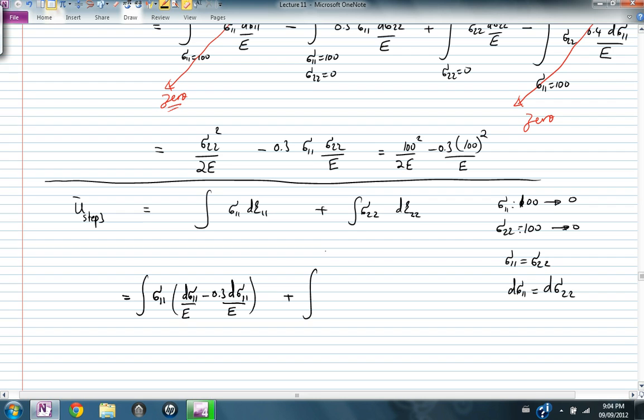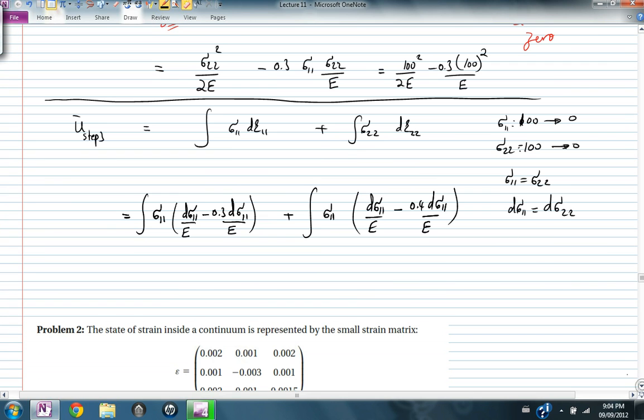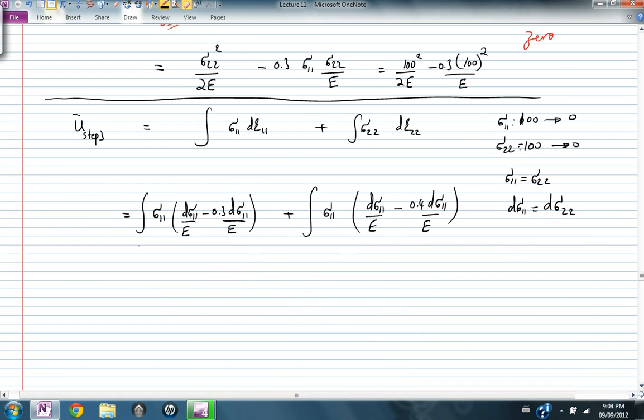Plus, again in sigma 2 I'm going to utilize sigma 1 because they're equal, and instead of d epsilon 2 I'm going to use d sigma 1 over E minus 0.4 d sigma 1 over E. And in this case I'm only integrating over sigma 1. Because I'm only integrating over sigma 1, I'm going to use the bounds of sigma 1 from 100 to 0 and from 100 to 0.